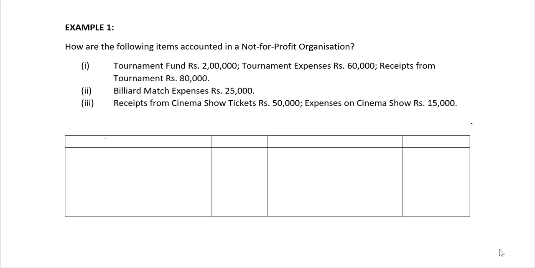Example 1. How are the following items accounted in a not-for-profit organization? We have three separate sums given. We'll begin with the first one. It says tournament fund rupees 2 lakh, tournament expenses are rupees 60,000 and the receipts from tournament rupees 80,000. So there's a separate tournament fund. So it has to be shown in the liability side of the balance sheet. Any receipts should be added to the fund and expenses should be deducted from the fund. So we'll depict it in the liability side of the balance sheet.